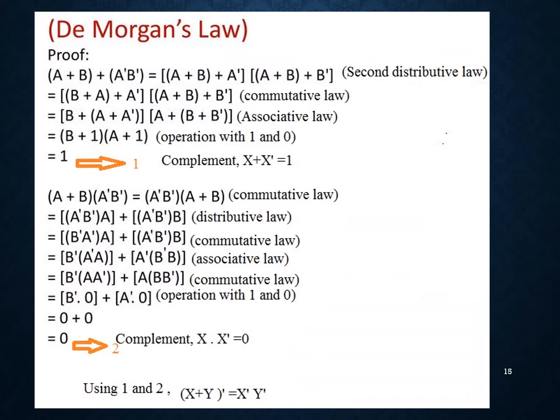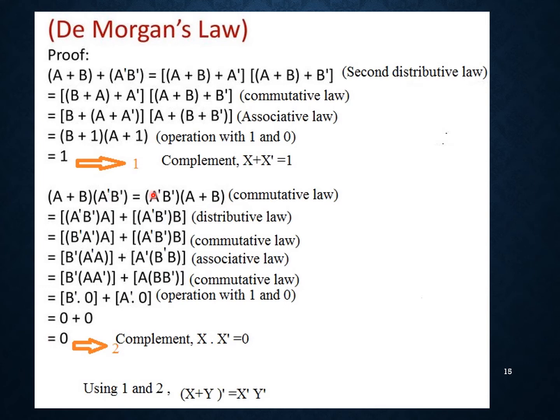Let's see De Morgan's law. You should note down this proof while understanding the laws we use to simplify. Here in the proof, verify that a plus b plus a bar b bar equal to 1. And also you should remember the complementary law, x plus x bar equal to 1. Now we verify that a plus b dot a bar b bar equal to 0.